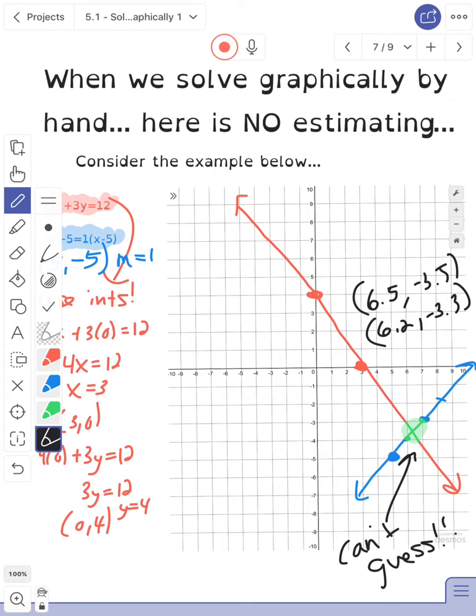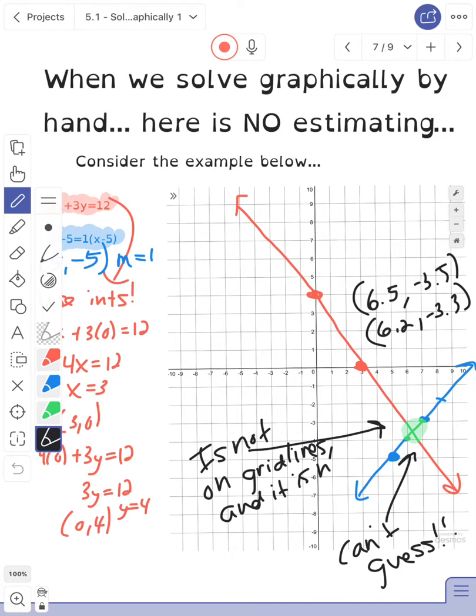So this is a situation like that. And what I'm trying to get at here is this intersection is not on grid lines. So we have to estimate. And it's not on a point that we placed. So those are the things we want to watch out for. If we can't tell exactly what the actual answer is, we can't guess.